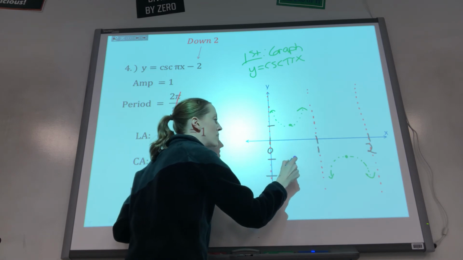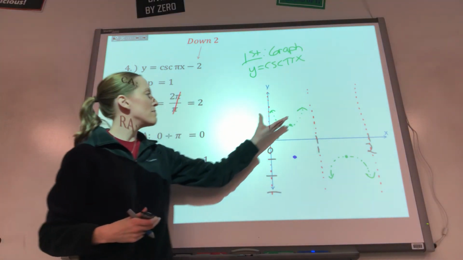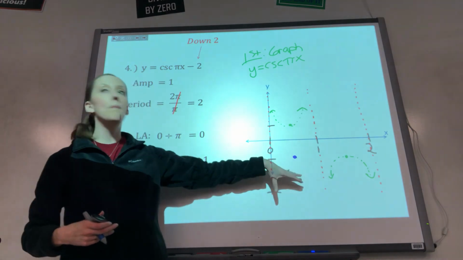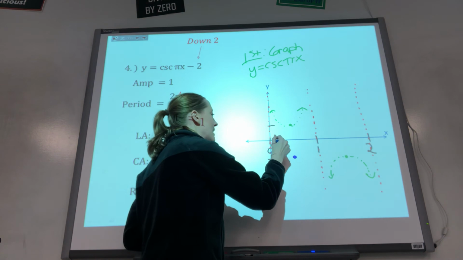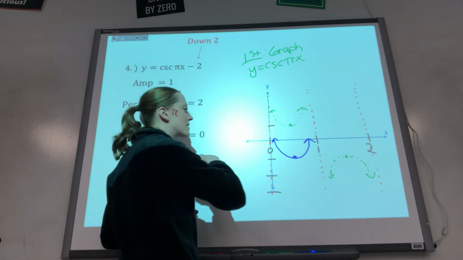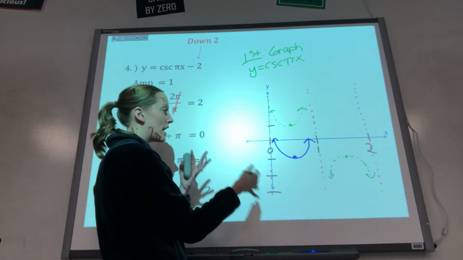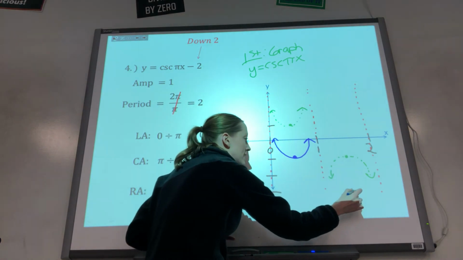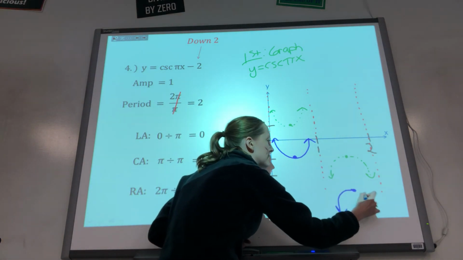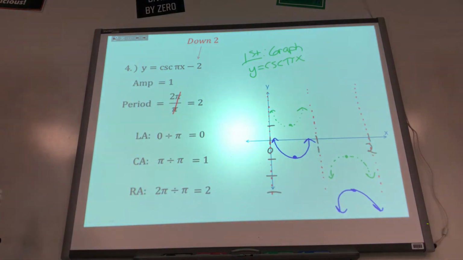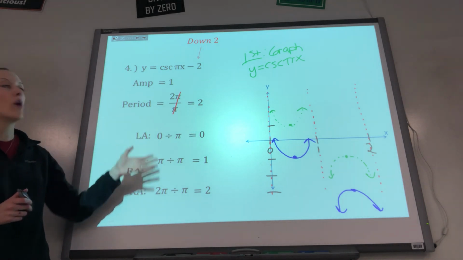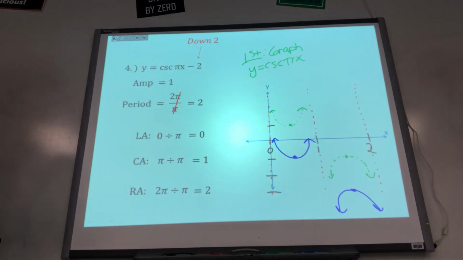But here we go. Down 2. Hey, question, if I move it down 2, should I flip it also? No, sometimes that's tempting, but shifting something up or down doesn't change the way it opens. It just moves it, and that's it. So that second part should be all the way down at -3, and it still opens down. Okie doke. Any questions about that?